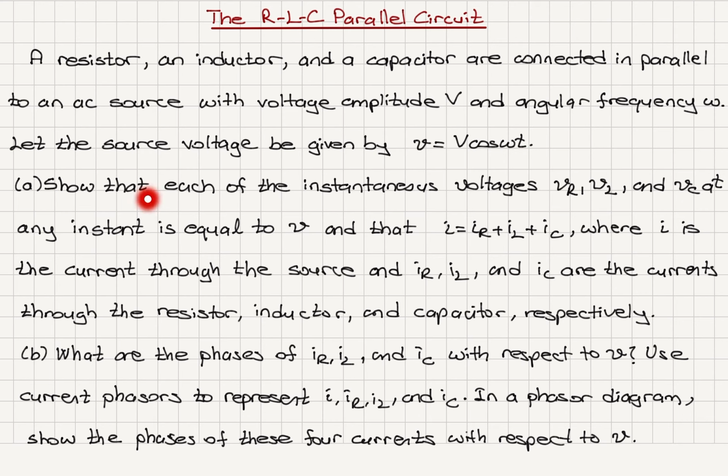Part A. Show that each of the instantaneous voltages V sub R, V sub L, and V sub C at any instant is equal to V, and that I is equal to I sub R plus I sub L plus I sub C, where I is the current through the source, and I sub R, I sub L, and I sub C are the currents through the resistor, inductor, and capacitor, respectively.